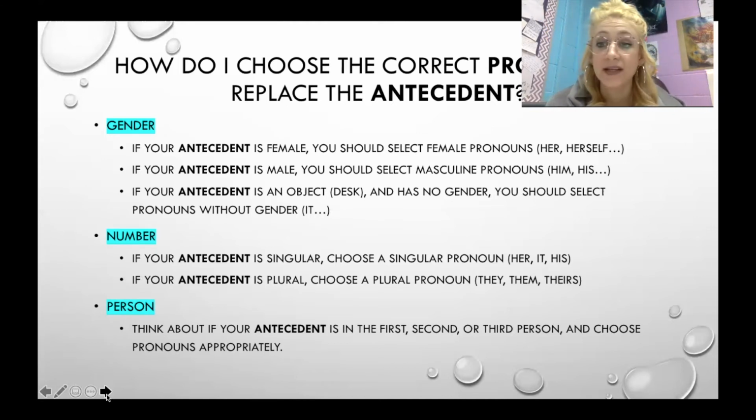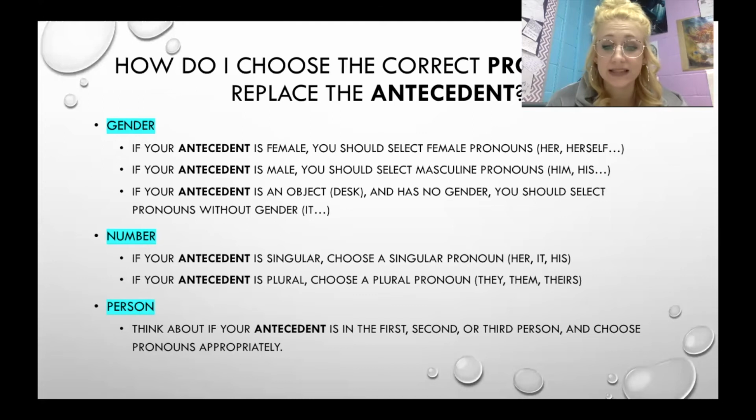Next up, we have number. So if you have an antecedent that is singular, then you're choosing a singular pronoun. For example, if I use pencil, I'm not going to say put the pencil on their desk, on its desk. I need a singular because there's only one. On the flip side, if your antecedent is plural, then you're going to choose a plural pronoun to replace them. They, them, theirs.